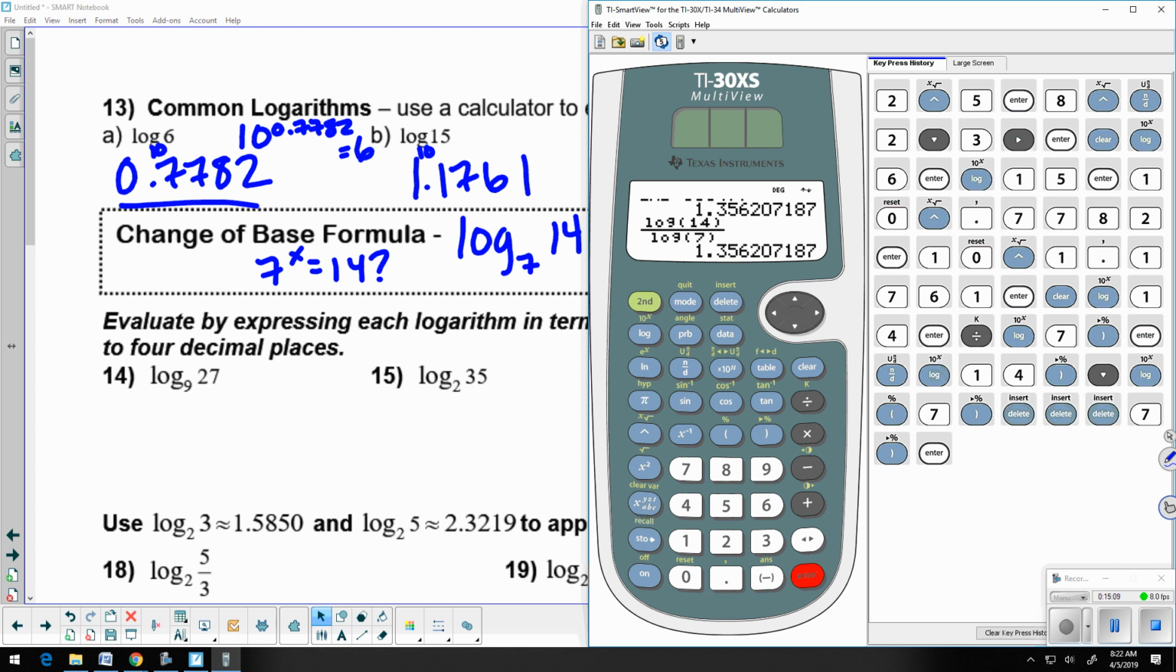Okay, so basically if I take 7 and raise it to that power, it should come out to be 14. And there you go. So 7 raised to the exponent 1.356207187 is going to be 14. Okay? So if you can't do the mental math for it, you could always just simply do change of base.